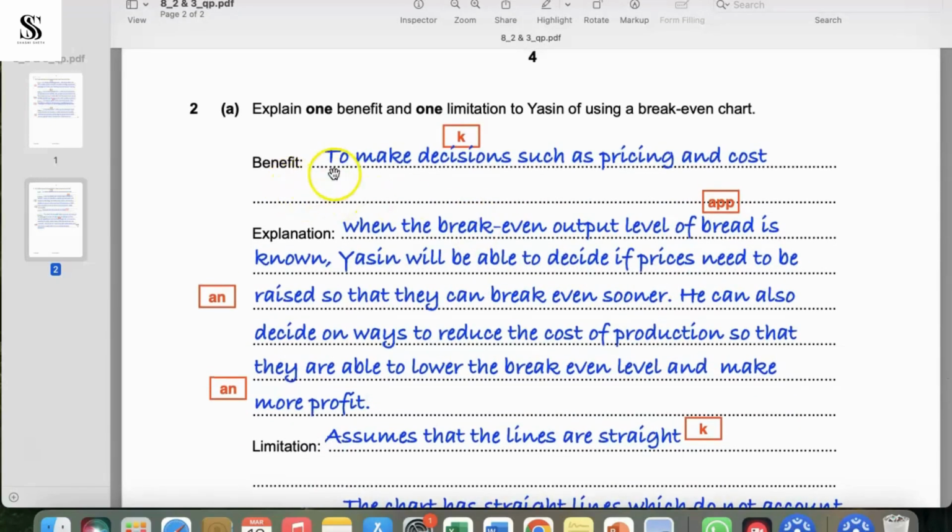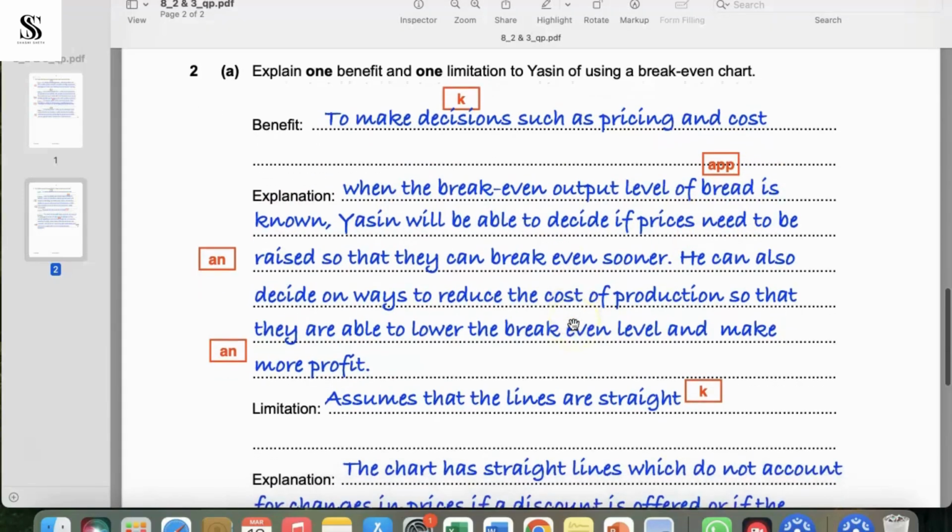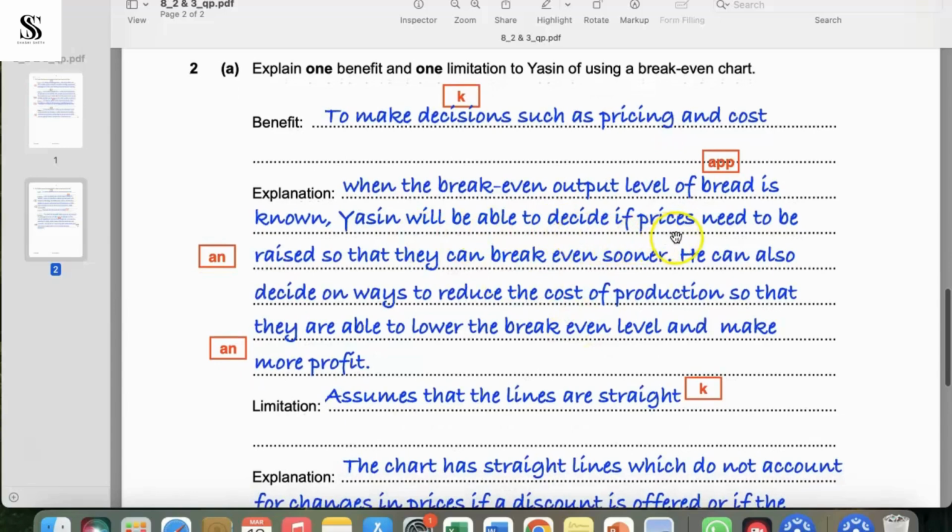Now the first one identified was to make decisions such as pricing and cost. When the break-even output level of bread is known, bread because that's one of the products of this company as stated in the case study, Yasin will be able to decide if prices need to be raised so that they can break even sooner. So that's one analysis, one end impact here. He can also decide on ways to reduce the cost of production so that they're able to lower the break-even level and make more profit.